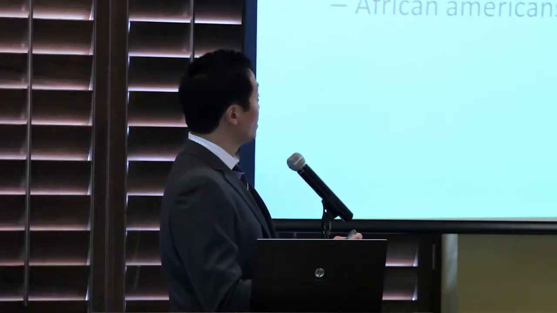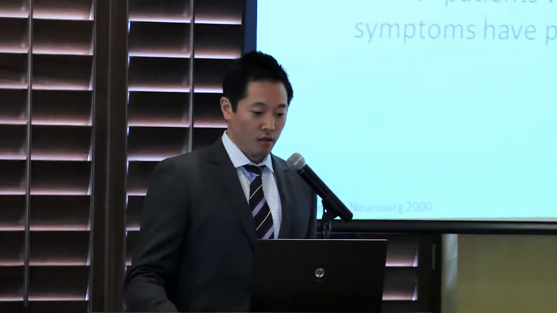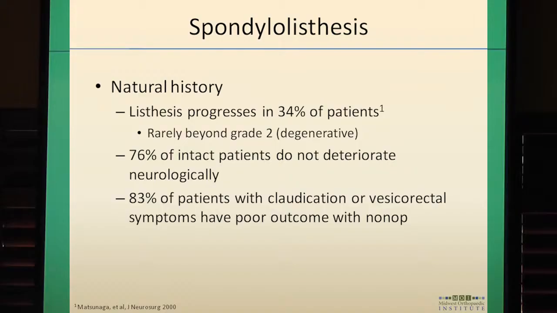Mostly people above 50, women more than men, African Americans more than Caucasians. They didn't talk about Asians, I don't know why. Natural history: the listhesis typically does not progress in most patients, and when it does progress, it doesn't go past grade 2, and we'll talk about what grade 2 is.